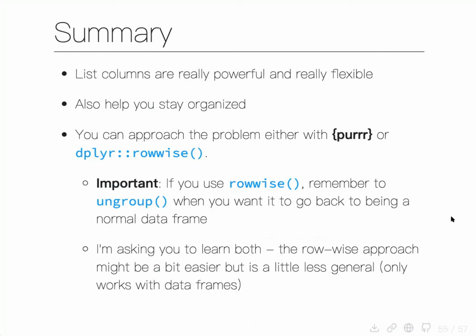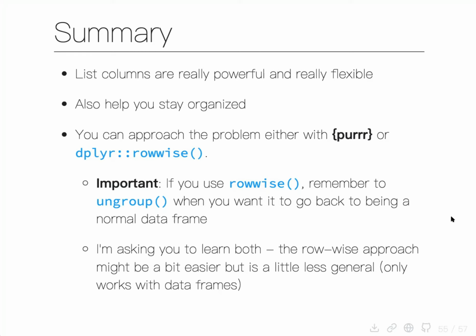Okay, so final summary here for list columns. They're super powerful and really flexible, and they really help you stay organized. All right, but in addition to helping you stay organized, they help you use all the tools that you already know from previous courses for data wrangling with data frames, because most of the work that we do focuses on data frames, right? And so putting a list in a list column helps you get back to those functions that we're used to with dplyr, okay?